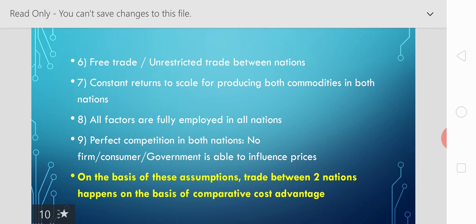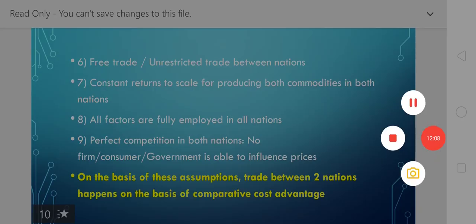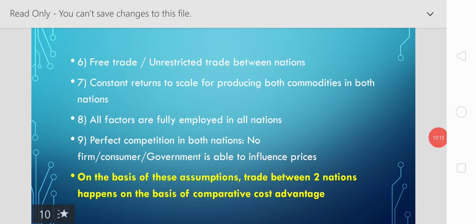And perfect competition is another assumption. If there is perfect competition, that means no consumer, no government, no individual, no firm is able to influence the price. The price is only influenced by the cost of production, which is the wage only.